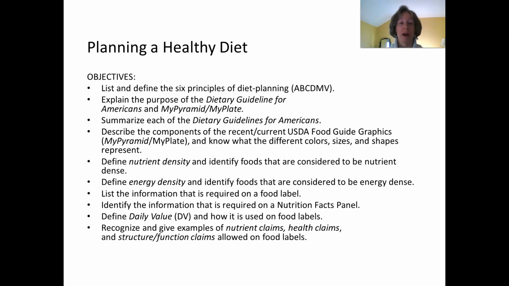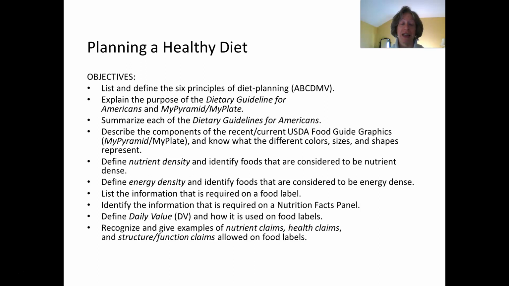So we just talked about describing the components of the My Plate and know what the different colors and sizes and shapes represent. So the colors, variety, the sizes, proportion or balance, and the shapes. So just have that in your head. Have that image in your head.